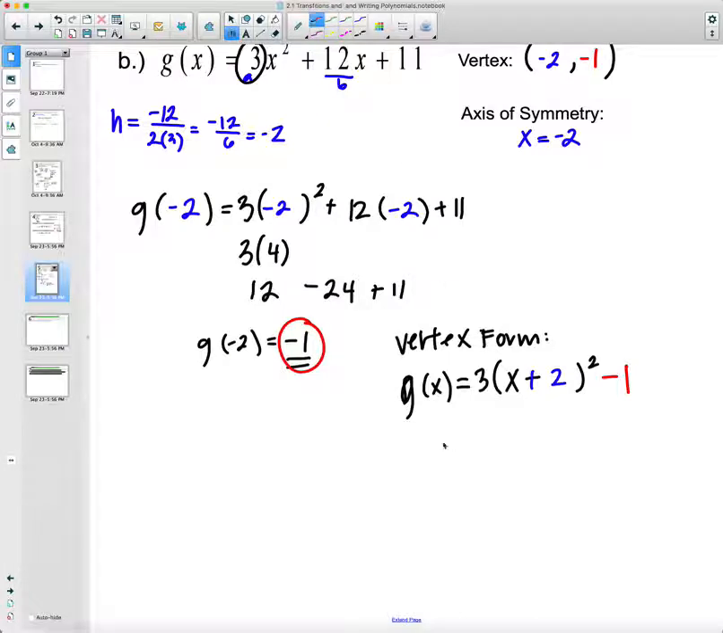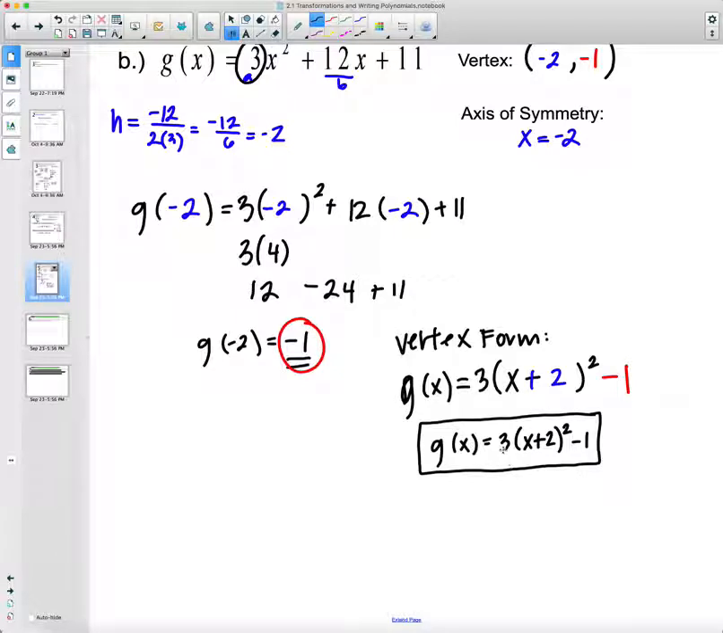So your vertex form is g of x equals 3 times x plus 2 squared minus 1. So the transformations here would be a vertical stretch factor of 3, left 2 units, down 1.